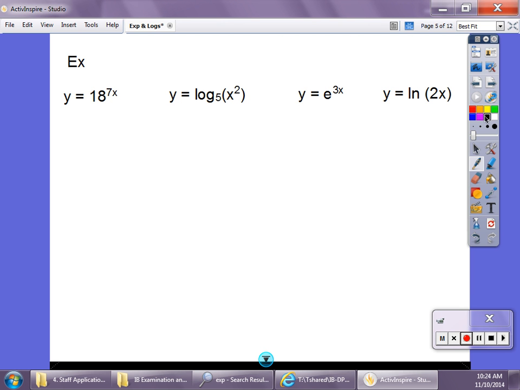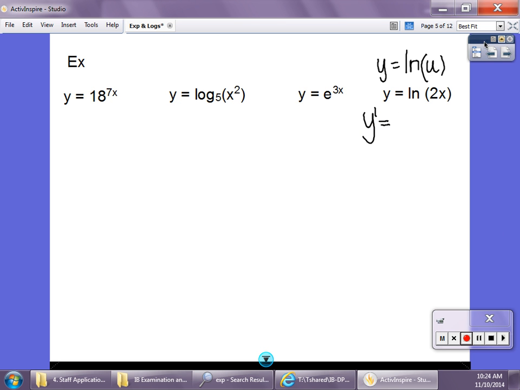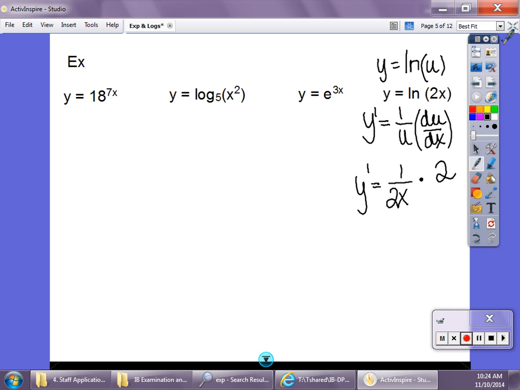For this one, y equals the natural log of u, the function u. What's the derivative of the natural log of u? 1 over u du dx, the derivative of the inside. So y prime equals 1 over the inside, leave the inside alone, times the derivative of the inside, which is just 2. Can we simplify that? The 2's cancel. So y prime equals 1 over x.